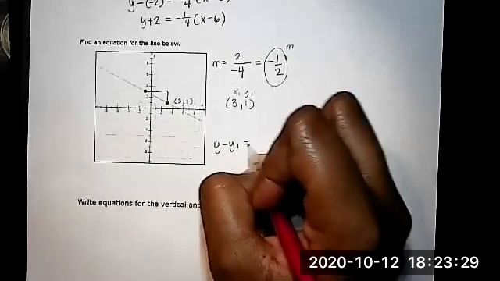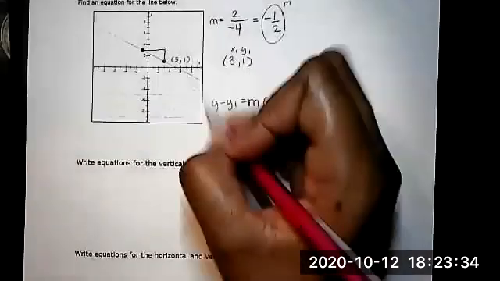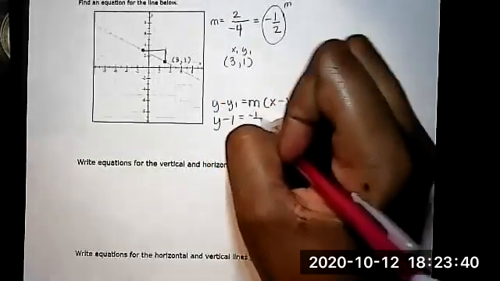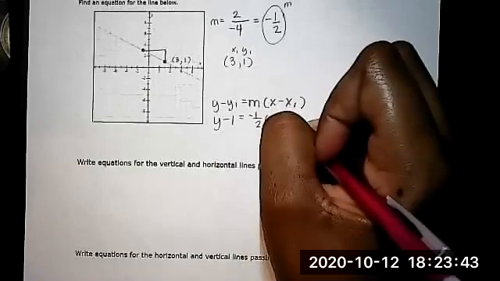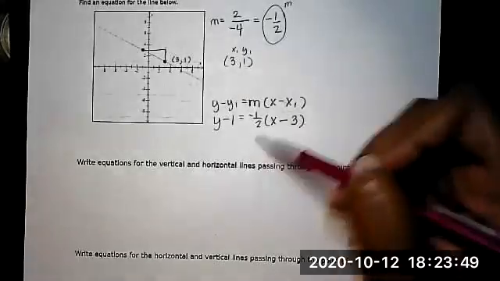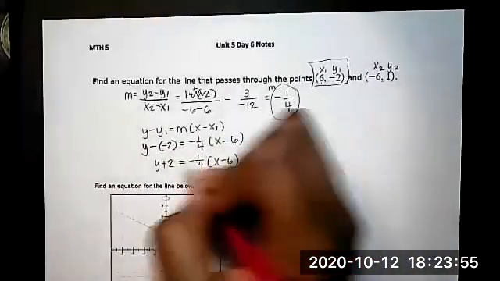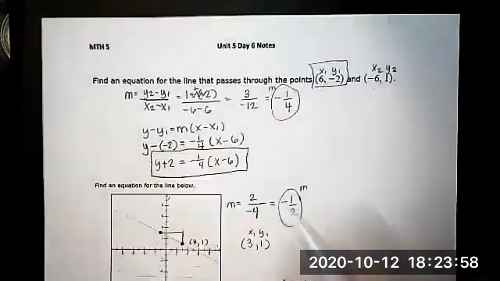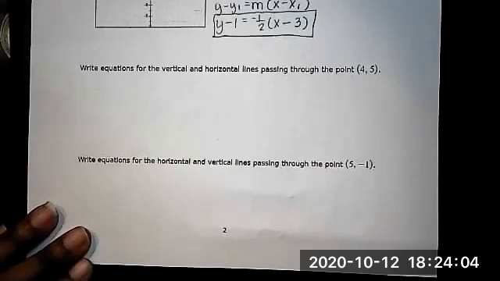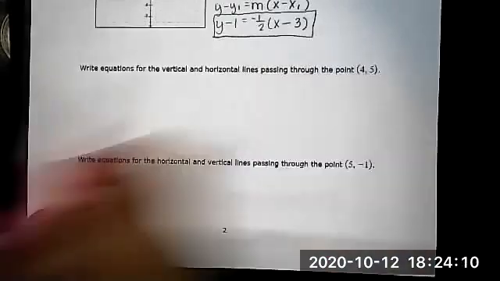Y minus y1 equals m times x minus x1. That's my point slope formula. Y minus 1, okay, equals -1/2 times x minus 3, okay? I put my slope in there, and then I put that in there, and that is going to be my answer in point slope formula. This here is my equation in point slope formula, like the one up here, okay? All right, because it does not say they want it in slope intercept. If they wanted slope intercept, you'd have to distribute and then add the 1 to that.